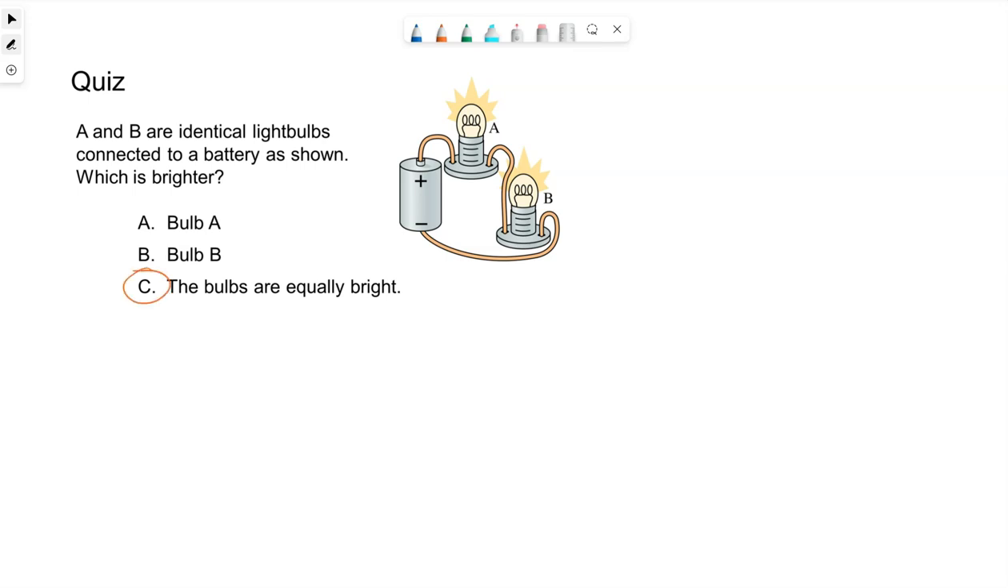Correct answer here is C. If they're identical light bulbs, that means they would have the same resistance value. They're connected in series. I can see that I'm going from the positive end to this light bulb, from this light bulb to the next, from this light bulb back to the battery. That means they are in series with each other, so they have to have the same current. Same current, same resistance, they're going to have the same power.